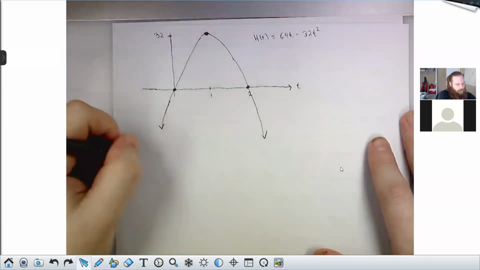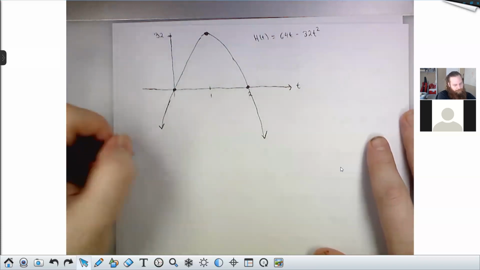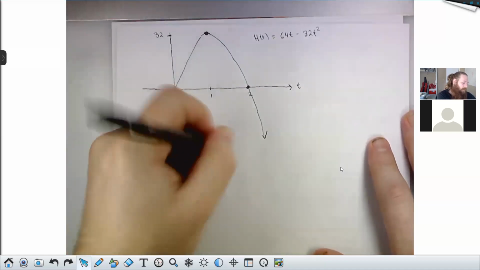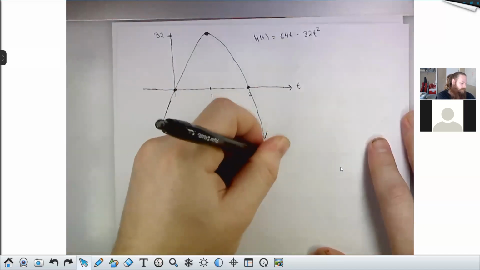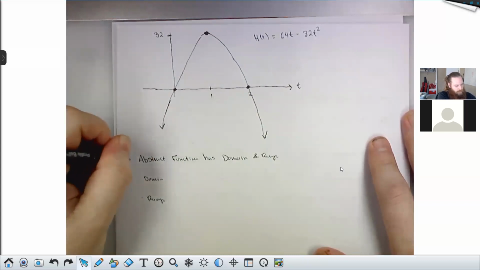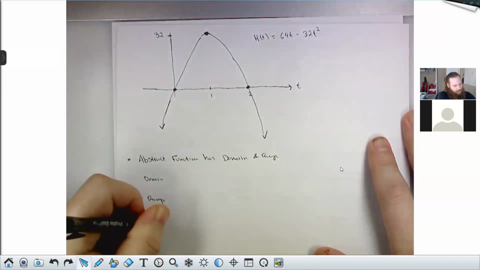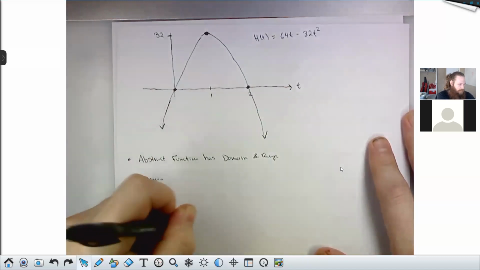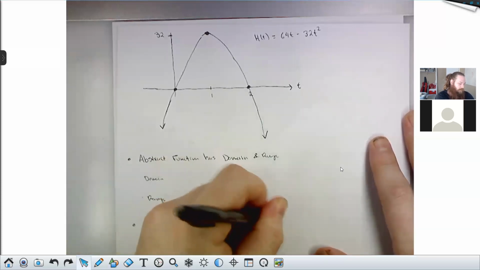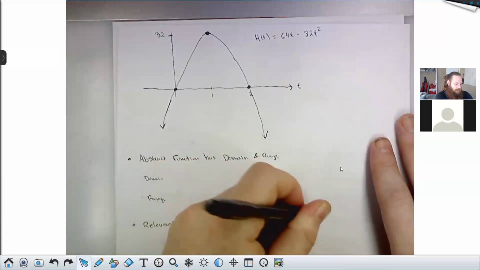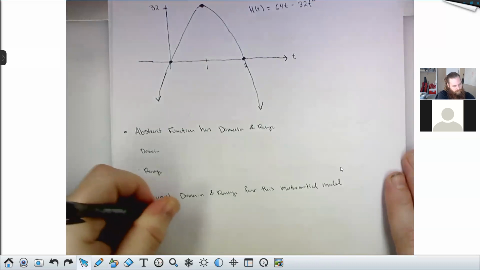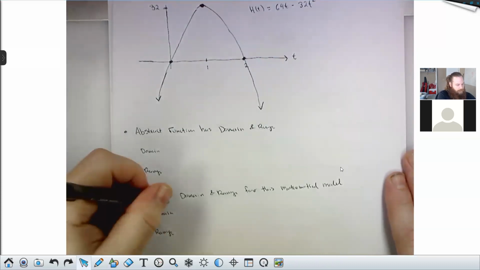Now, yeah, we can find two different sets of domains and ranges. The abstract function has domain and range, blah, blah, blah. The relevant domain and range for this mathematical model are different. Yeah, relevant is a good keyword here.